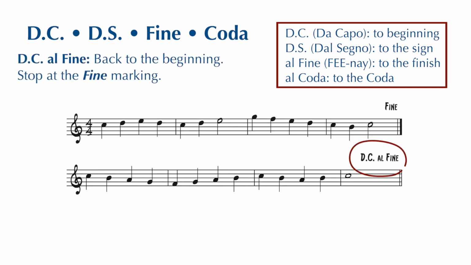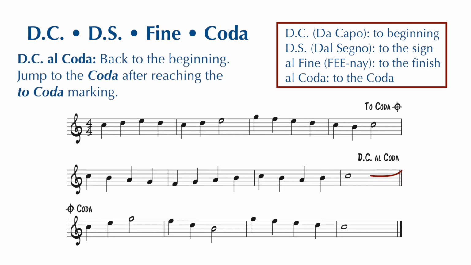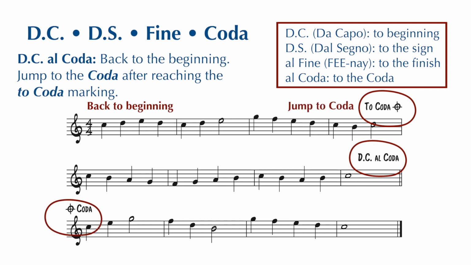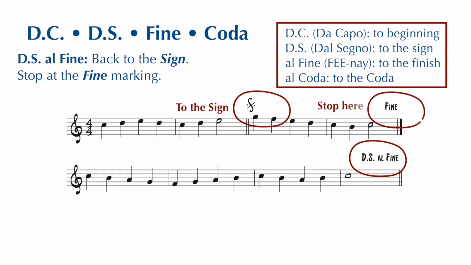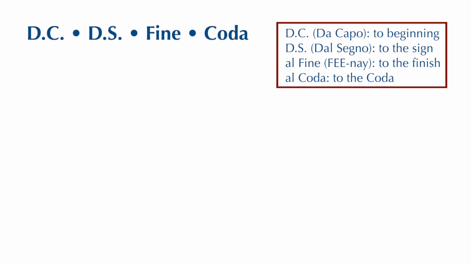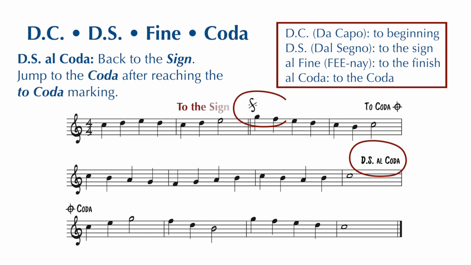So if you see DC al fine, you jump back to the beginning and then stop at the fine marking. If you see DC al coda, jump back to the beginning, and then when you reach the to coda marking, jump down to the coda. If you see DS al fine, jump back to the sign and then stop at the fine marking. And if you see DS al coda, jump back to the sign, and when you reach the to coda marking, jump down to the coda.